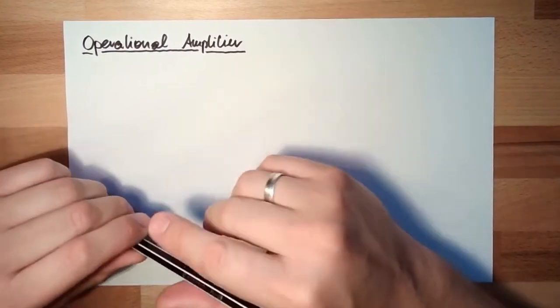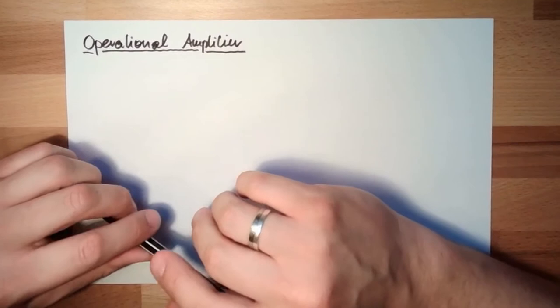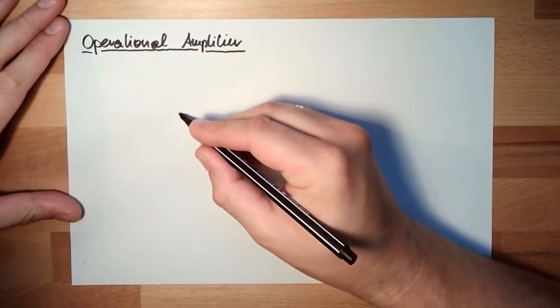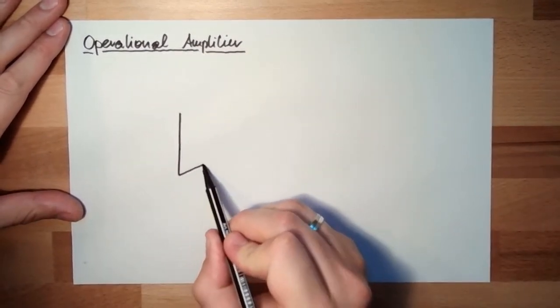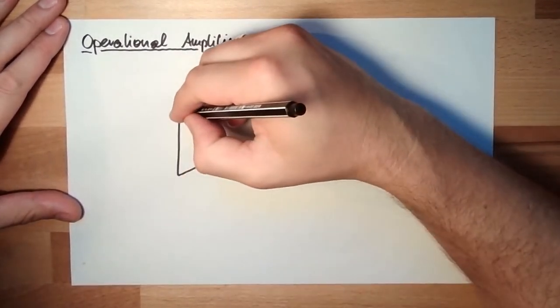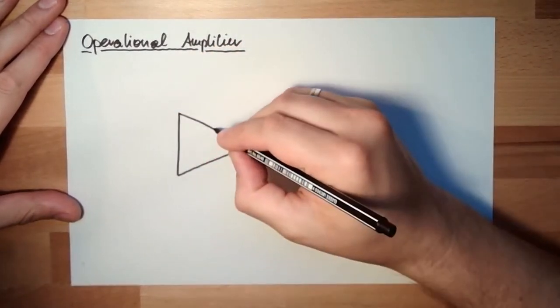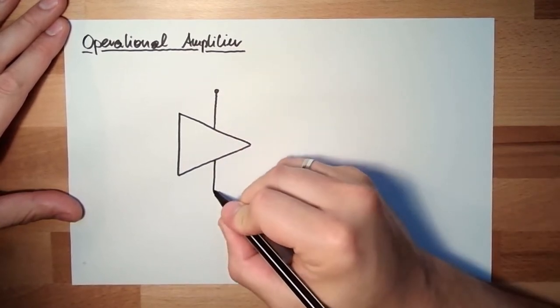I will start with the symbol because they come in a variety of different cases and so on. They can look really different, so I'll explain it with the help of the symbol. The symbol of the operational amplifier is a triangle. An operational amplifier does have two connections.